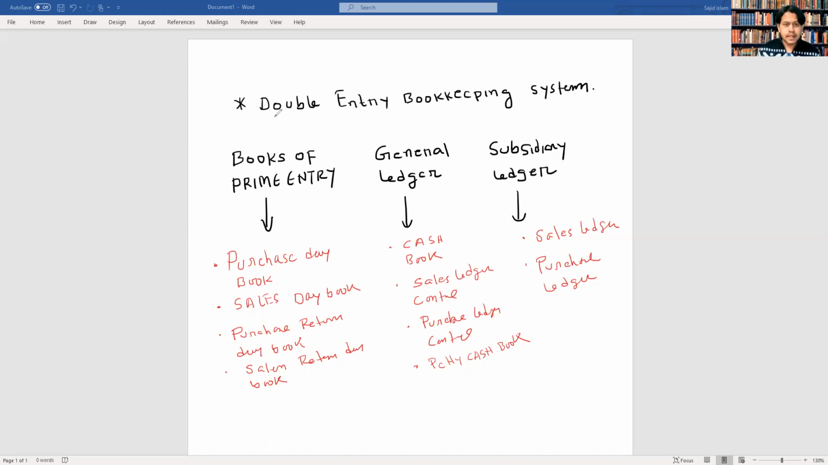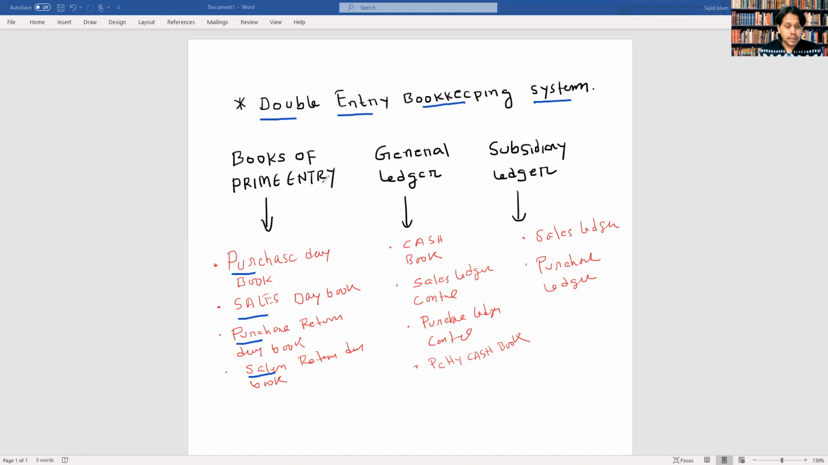Now, when I say double entry bookkeeping system, I mean recording the transaction in the form of debit and credit. So, for some of the books where we record the transaction, we do not follow the double entry bookkeeping system. For example, the purchase day book, the sales day book, the purchase return day book, the sales return day book. In all of these books we record the initial transaction.